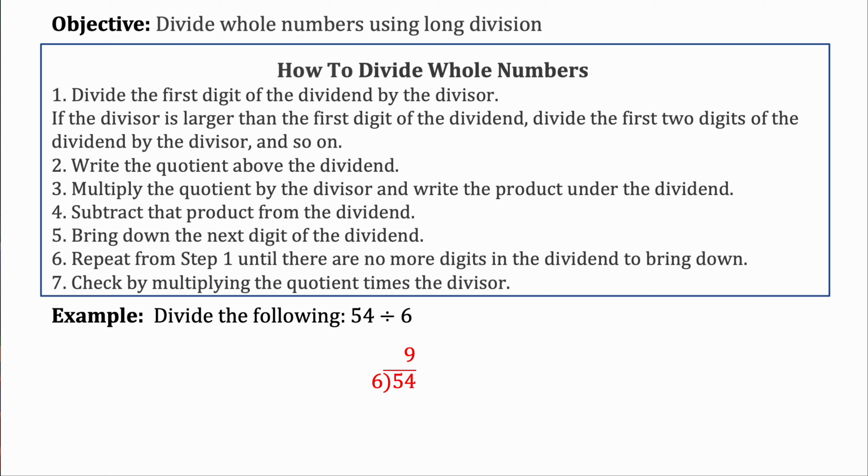Now, step 3 says to multiply the quotient by the divisor and write the product under the dividend. So 9 times 6 is exactly 54. So you'll notice we've written it under there. And now we're going to subtract. So you notice I've put a subtraction sign. And then we are done because we have no more digits to bring down. Now we can check any division by multiplication. So this is a very simple one, but it's kind of nice to talk through a simple one before we get to a more complicated one. 6 times 9 is the 54. So perfect.